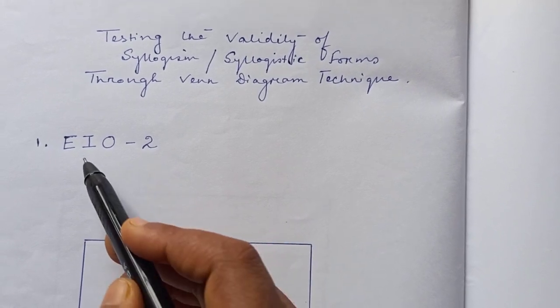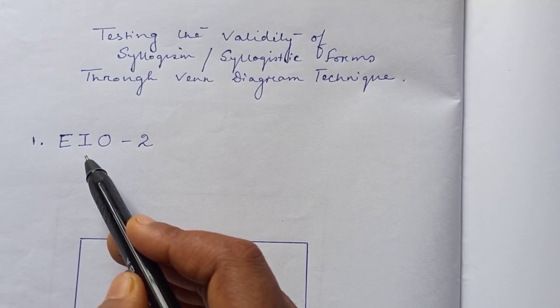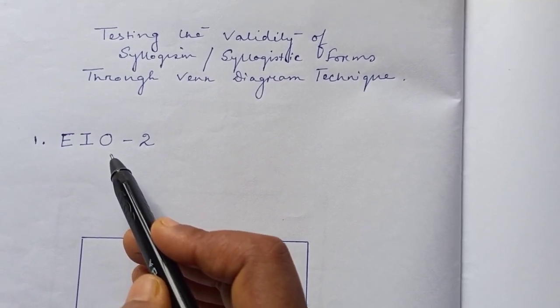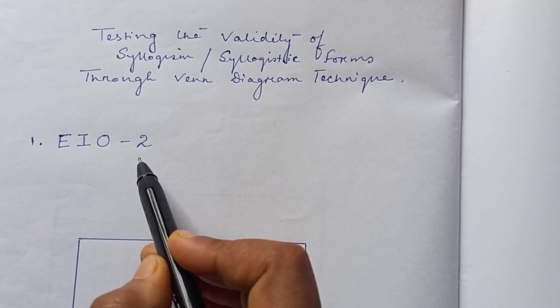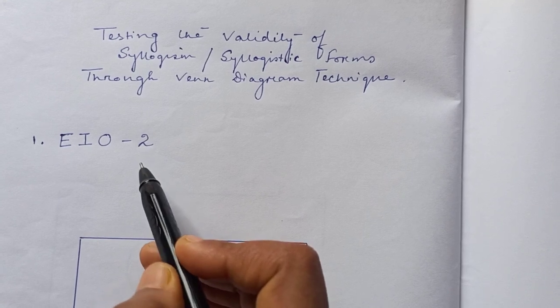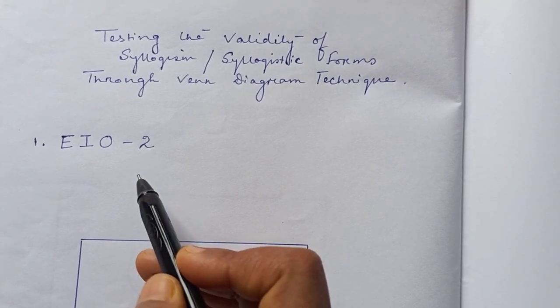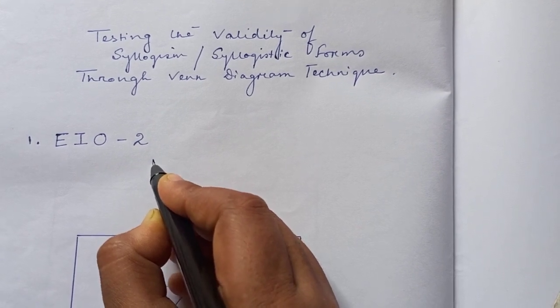It means the major premise is an E proposition, the minor premise is an I proposition, and the conclusion is an O proposition. And the syllogism we have to frame according to the second figure. 2 means according to the second figure. So let us start doing that first. Let us structure the argument first.